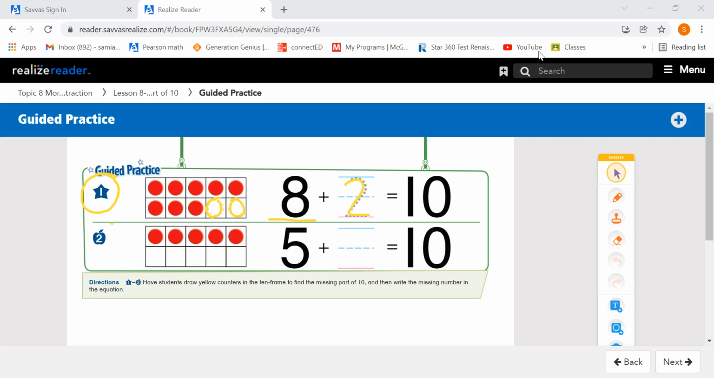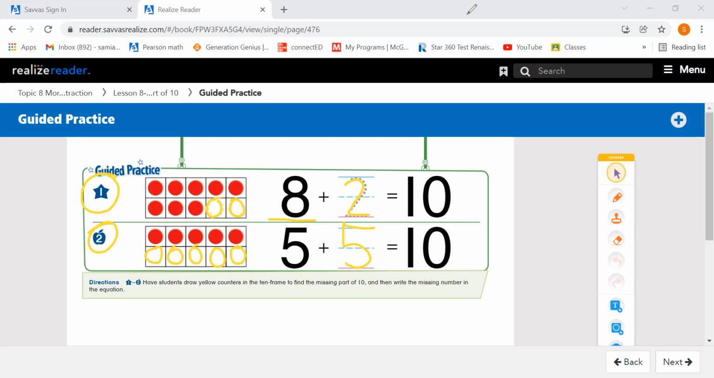All right, let's look at number 2. We're going to do the same thing. How many red counters do we have? 5. So let's count on from 5. 5, 6, 7, 8, 9, 10. How many yellow counters did we need? 5. So 5 plus 5 equals 10.